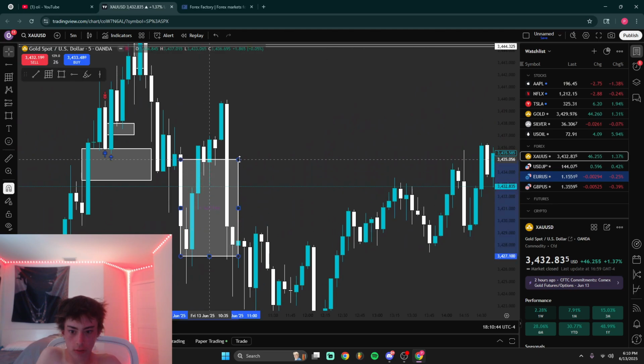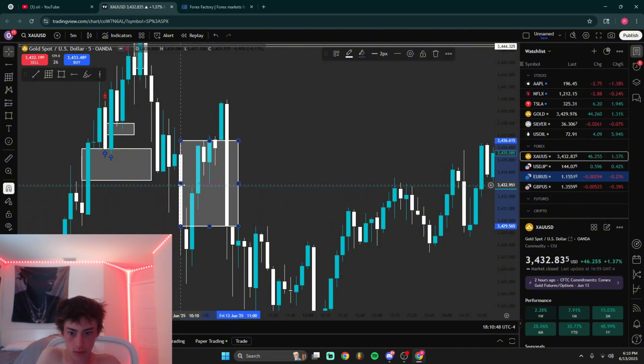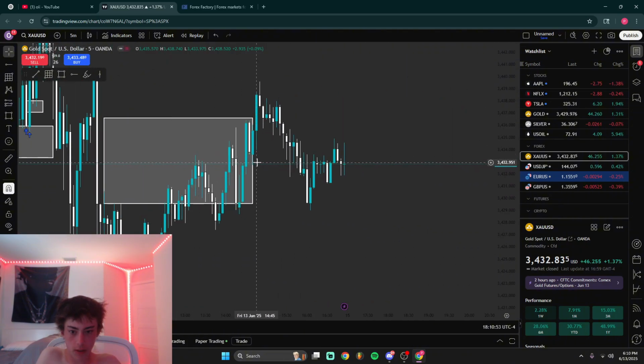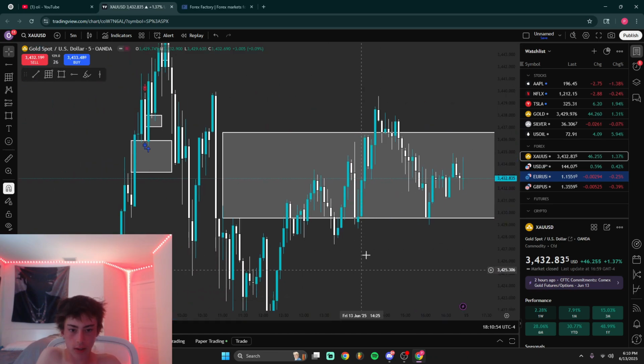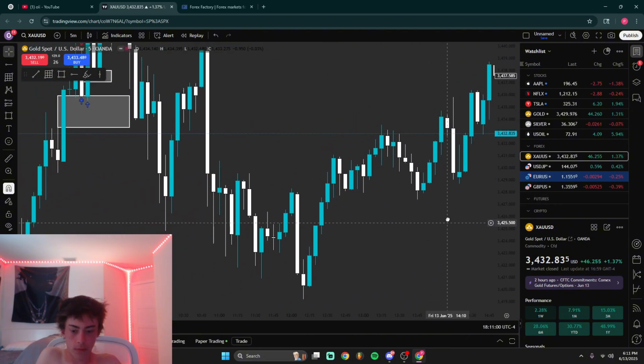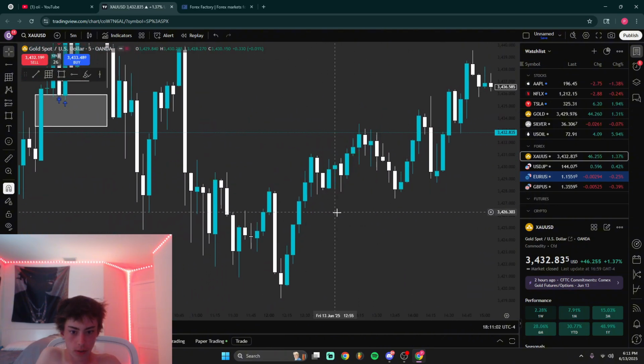Overall, I think this fair value gap, as filled as it got, we pretty much disrespected it. It just took long. Yeah, so we just saw liquidity move up.